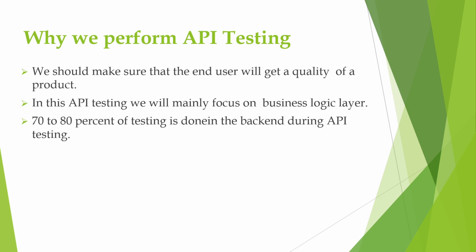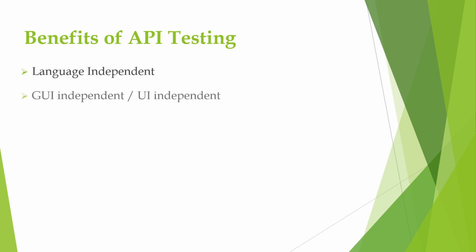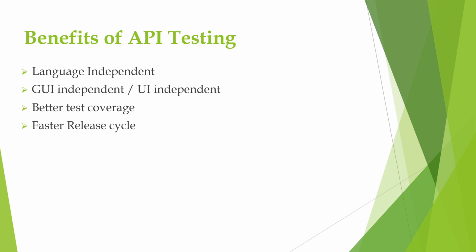Almost 70 to 80% of the testing is done at the API level itself, and the remaining 20 to 30% is done at the UI level. Now, where do we perform this API testing? It is performed in the most critical layer, the business logic layer, wherein all the business logic processing is carried out between the user interface and the database layer.